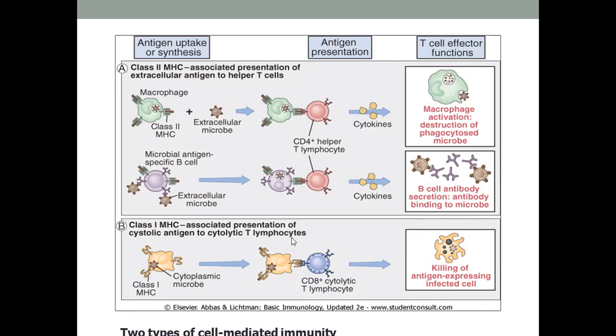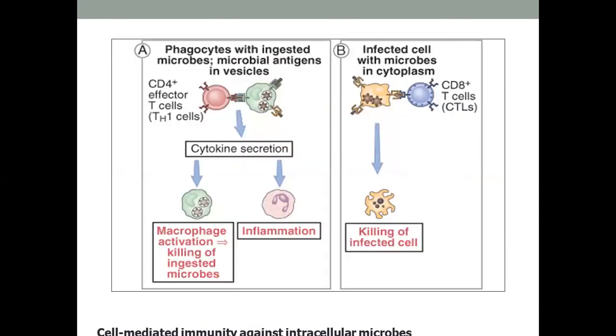Macrophage activation or the destruction of phagocytosed microbes, and B cell antibody secretion, antibody binding to microbes. Class 1 MHC associated presentation of cytosolic antigen to cytolytic T lymphocytes. So it is recognition by the class 1 MHC and the cytoplasmic microbial antigen. The antigen presenting cells will activate, class 1 will be recognized, presentation will happen, and these CD8 cells interact with MHC class 1, causing the activation of cytotoxic cells and the killing of antigen-expressing infected cells. So these are two types of cell-mediated immunity.